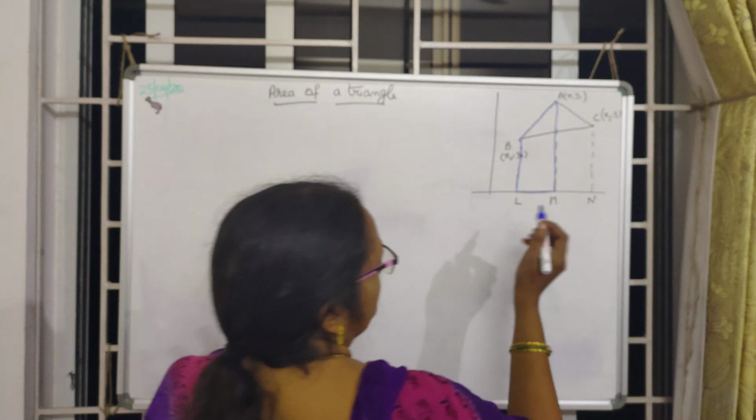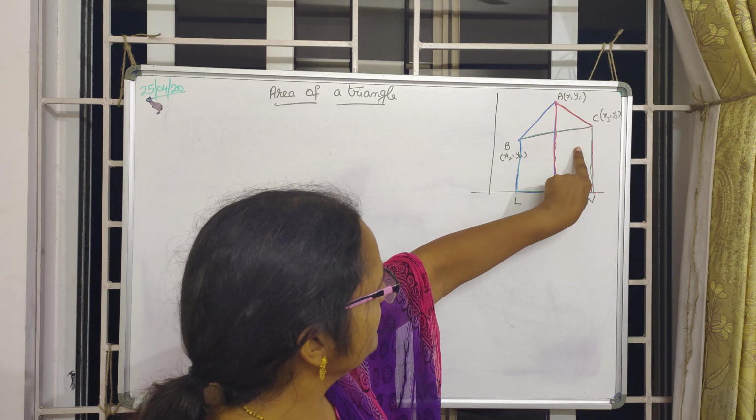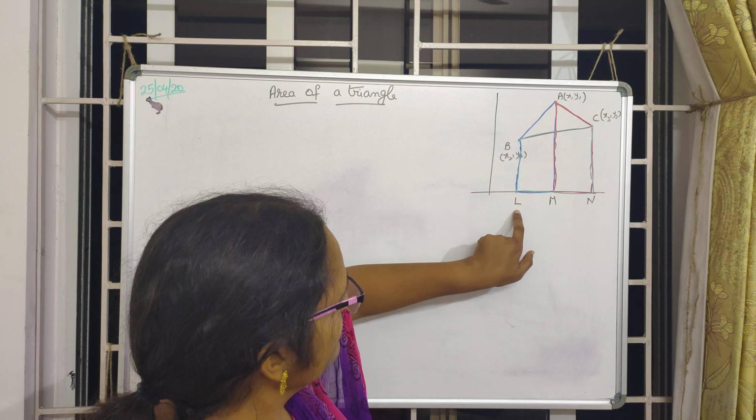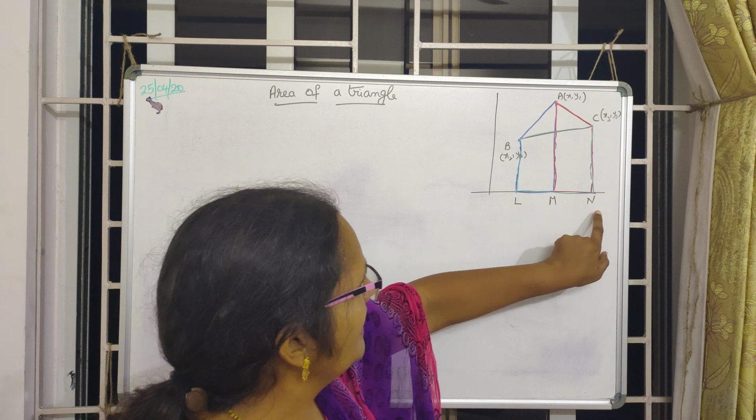So to find out the area of triangle ABC, first we have to find the area of this trapezium and the area of this trapezium. From those two, take away the area of the trapezium B, L, N, C. Is it clear? Now I am going to find it out. How to find the area of the trapezium? Area of the triangle, sorry.